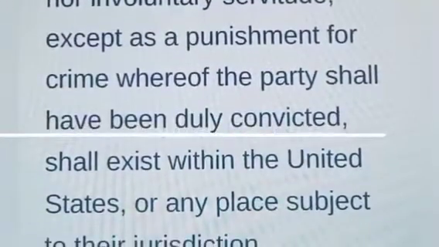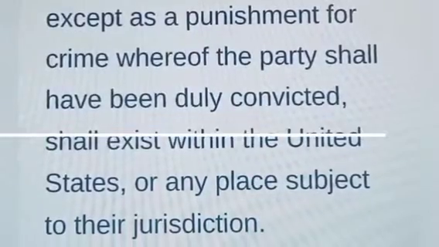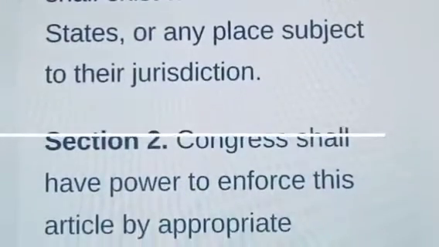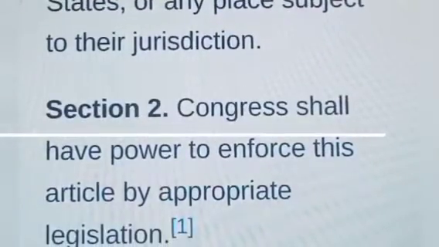The 13th Amendment to the United States Constitution: Neither slavery nor involuntary servitude, except as a punishment for crime whereof the party shall have been duly convicted, shall exist within the United States or any place subject to their jurisdiction. Congress shall have power to enforce this article by appropriate legislation.